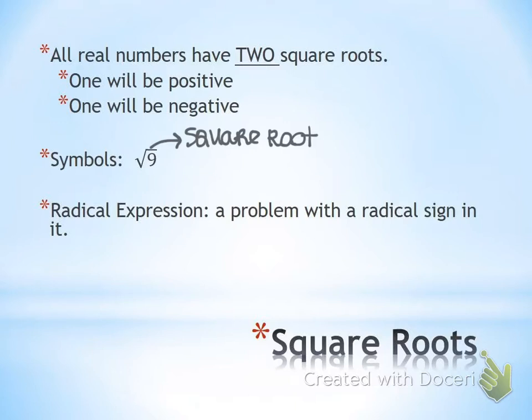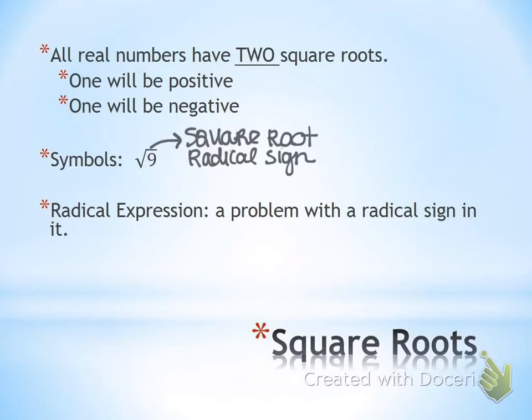What I also need you to understand is this is also called a radical sign. So when you see something that says a radical expression, if you know that a radical is a square root symbol, then you're going to understand the expression is a problem with the radical sign in it. I need you to memorize that a radical sign and a square root are the exact same thing.